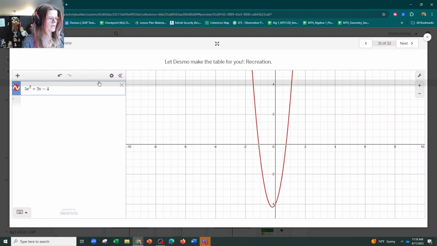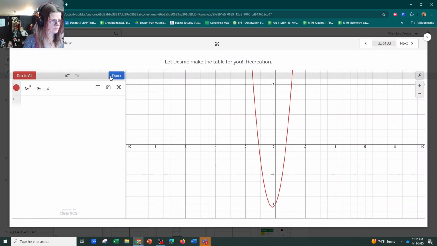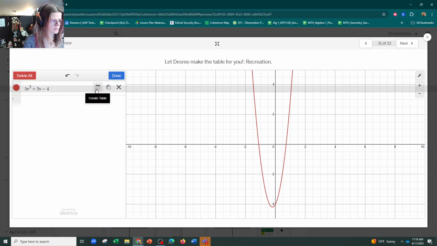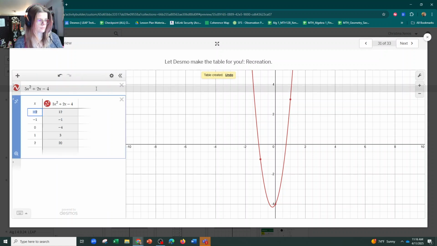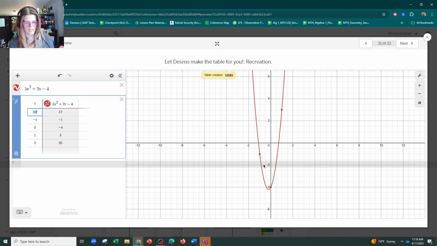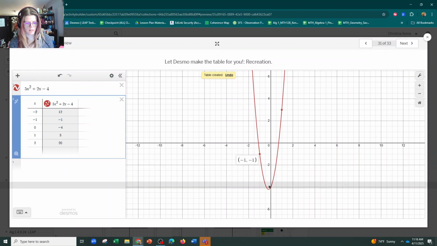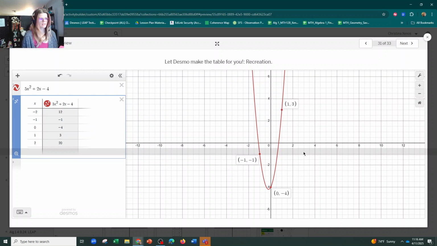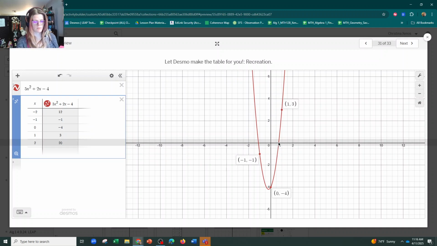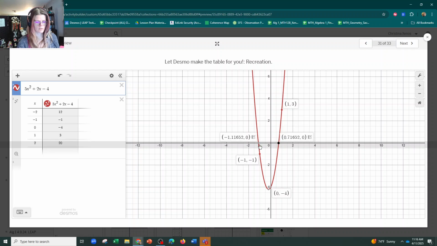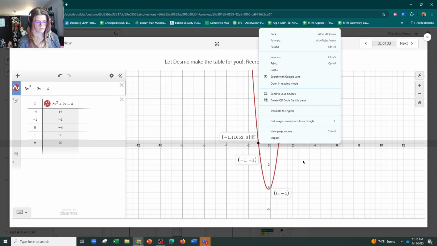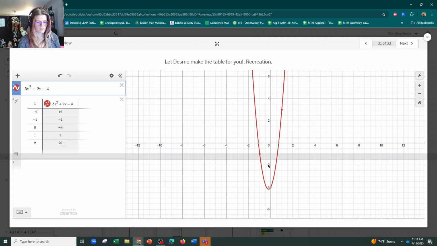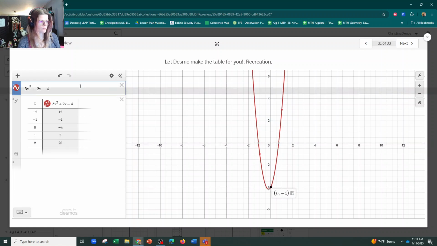Okay. And then if you click on the gear, click on table, and it makes a table for us. It even plots those points on the function, on the graph itself. And I can compare these two side by side. This is a great way to find x-intercepts as well. This one definitely has irrational roots, irrational x-intercepts. We have a y-intercept right here at negative 4, which matches our standard form.